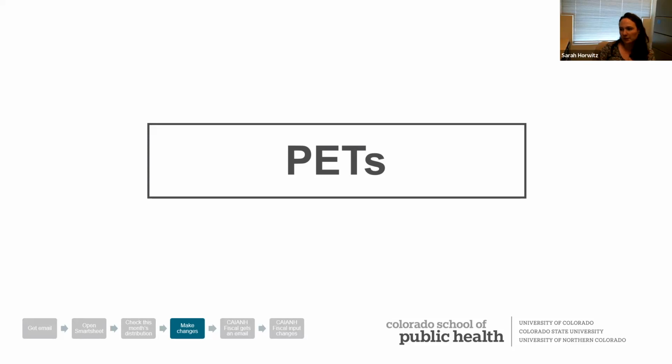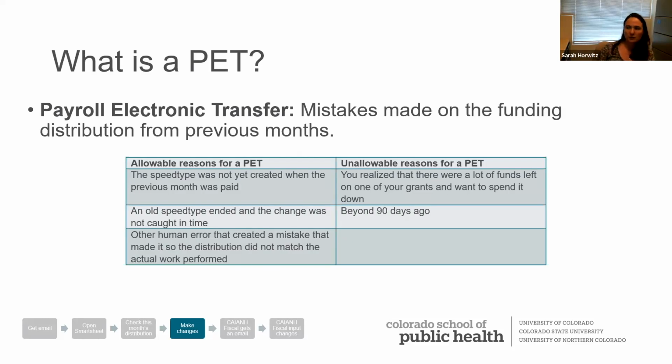So what is a PET? It is a payroll electronic transfer, so it fixes mistakes made on the funding distribution from previous months. A reason you can process a PET is that the speed type was not yet created when the previous month was paid out. The new project year started and OGC didn't yet create a new speed type, so you had to hit a different speed type and then change it. That would be a good reason to need a PET.